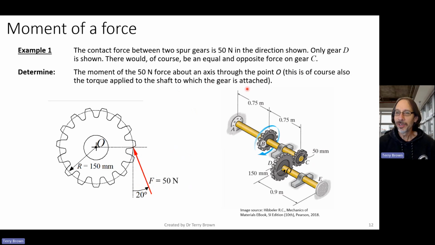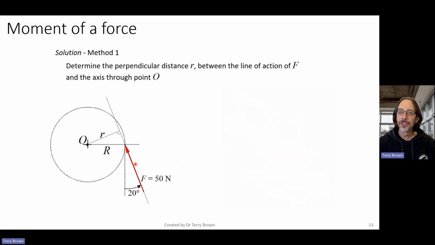Let's get to the point and work out the moment effect of this force. What we need to do is to work out, given this force and its line of action, the perpendicular distance from point O to the line of action of that force. So we just need to do a little bit of trigonometry. If we extend our line of action here, draw a line perpendicular to that line of action, we know the radius of the gear. We've got that. We've got the contact angle, or the pressure angle rather, for the gear.